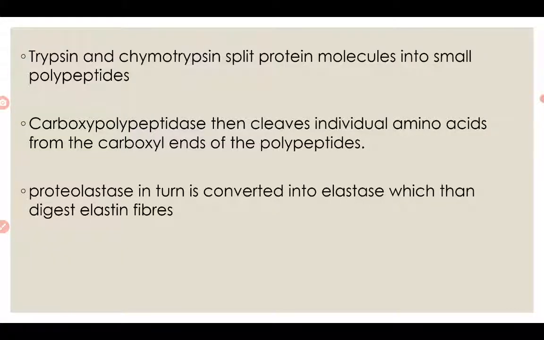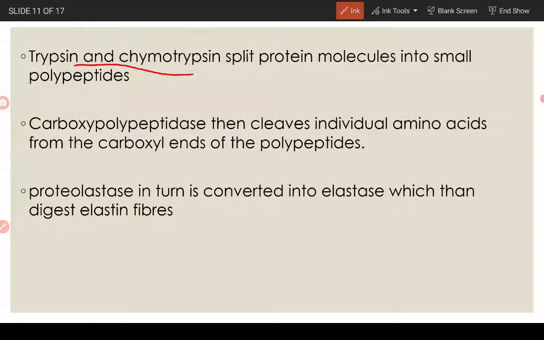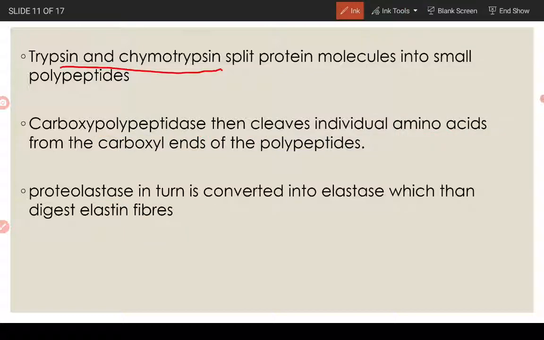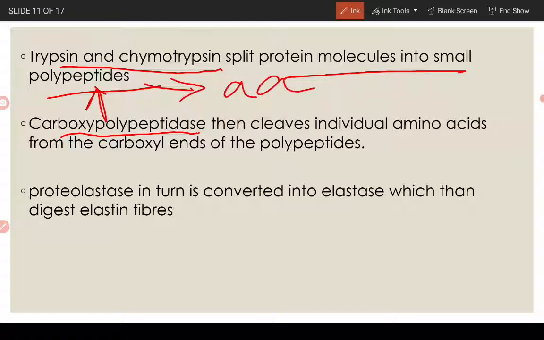Now trypsin and chymotrypsin split protein molecules into small polypeptides. Carboxypolypeptidase then cleaves individual amino acids from the carboxyl end of the polypeptides. Proelastase is converted into elastase, which then digests elastin fibers. So all have different functions. Trypsin and chymotrypsin split the protein molecules into small polypeptides, carboxypeptidase converts these polypeptides into amino acids, and elastase digests elastin fibers.